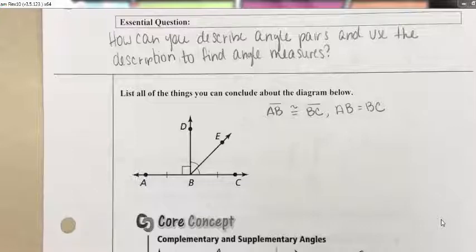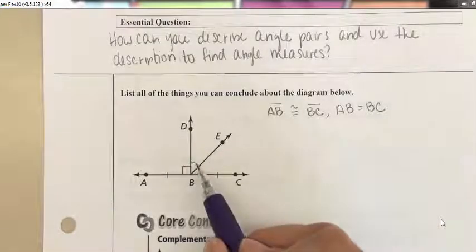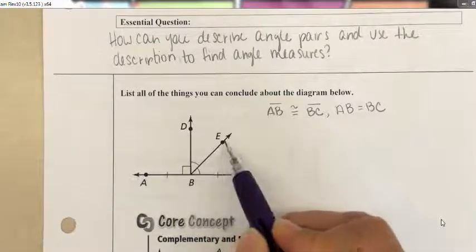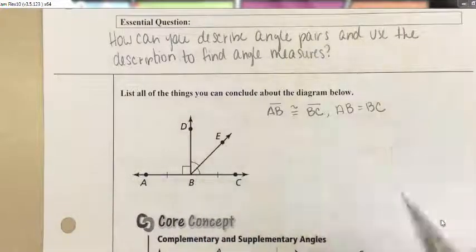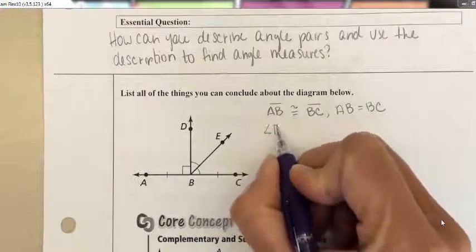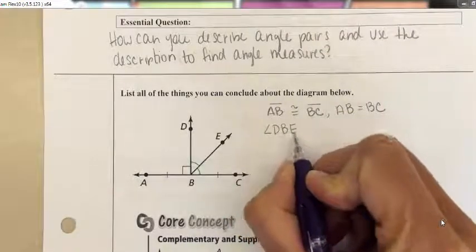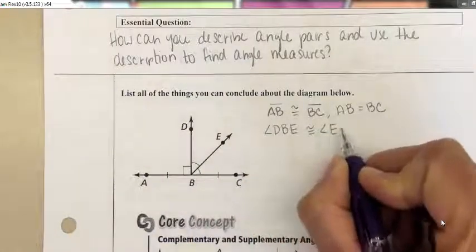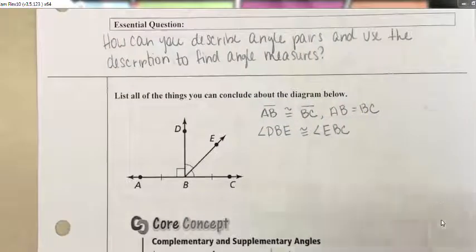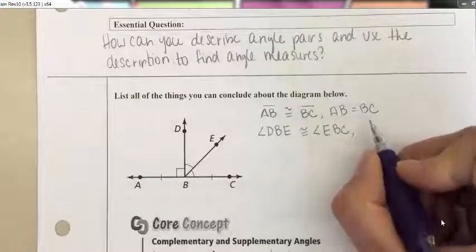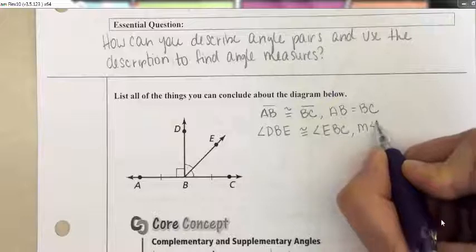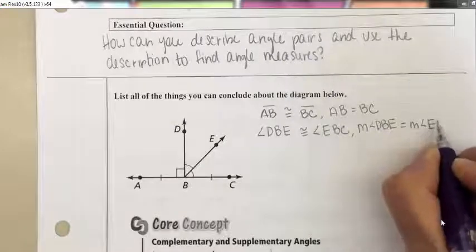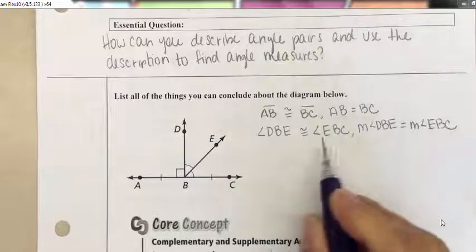All right, another thing that we know, because of these arcs right here, is that the two angles, angle DBE and angle EBC, are also congruent. So angle DBE will be congruent to angle EBC. Or you could have written it as measures, right? If you wanted to use an equal sign, you could have said the measure of angle DBE equals the measure of angle EBC. Those are the same exact statement.